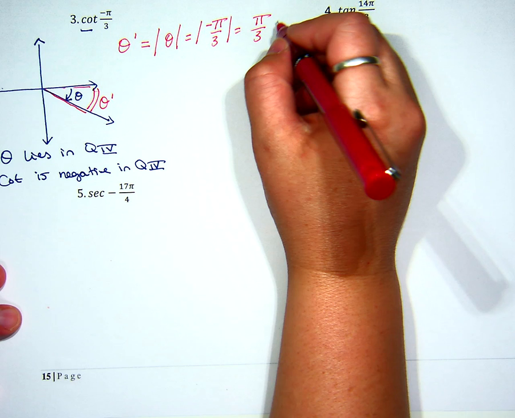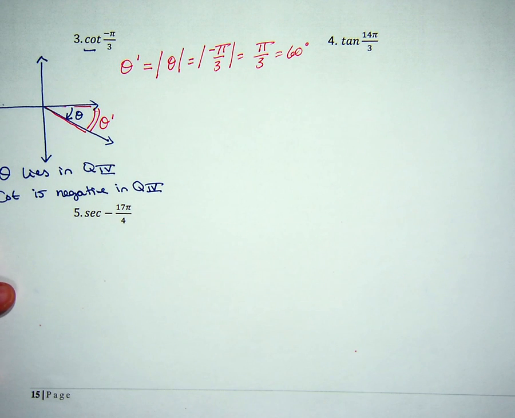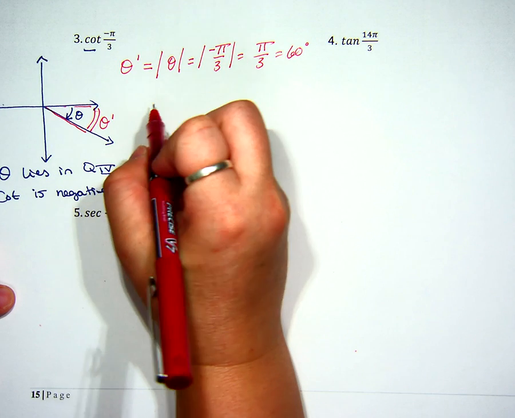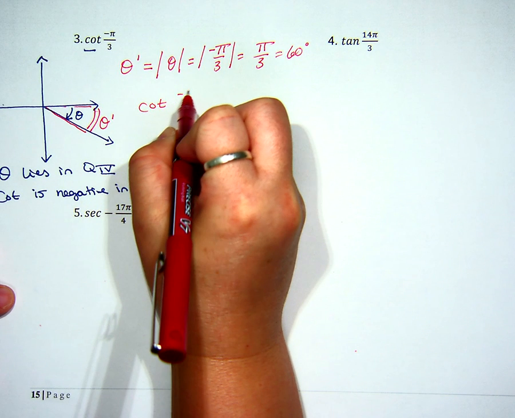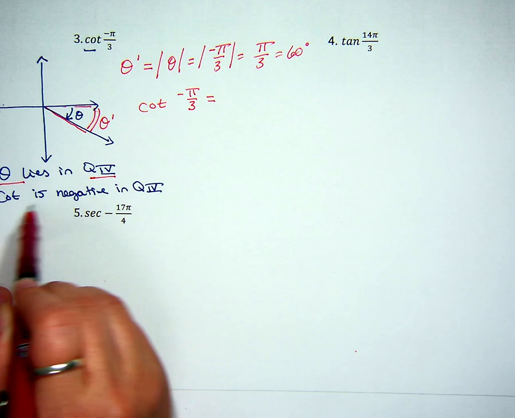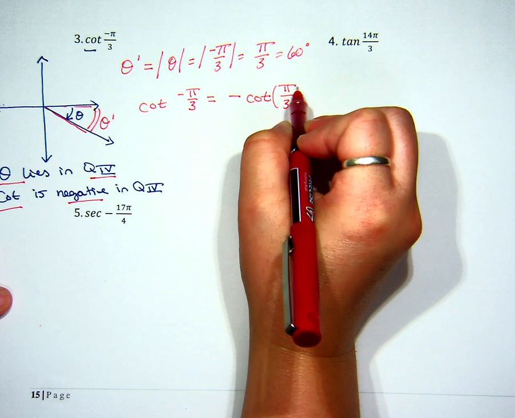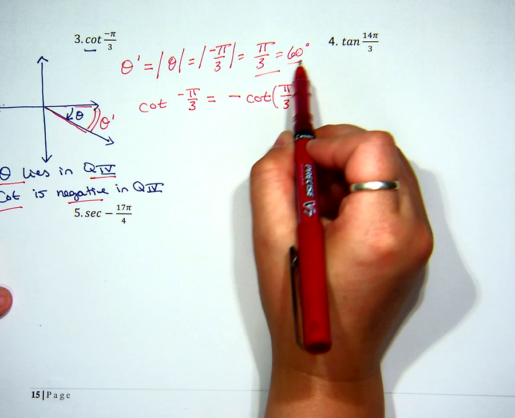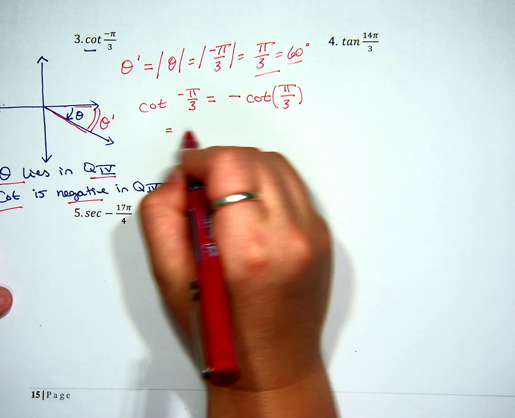So now let's talk about how this works. We've got the cotangent of negative pi over 3 is equal to, now I said that theta lies in quadrant 4 and the cotangent is negative. So that means that this is equal to negative cotangent of pi over 3, or 60 degrees, whichever one you'd like to use here. Okay, so that means it's negative.